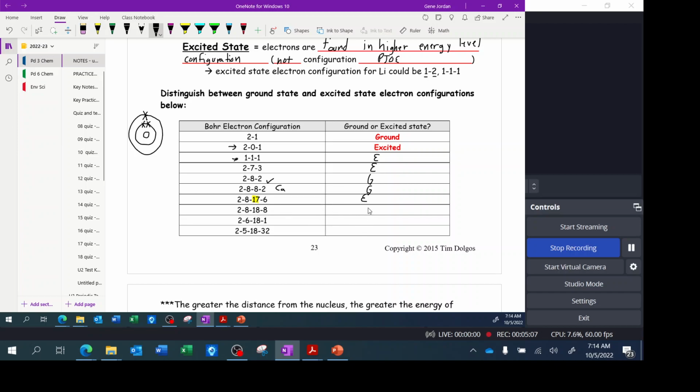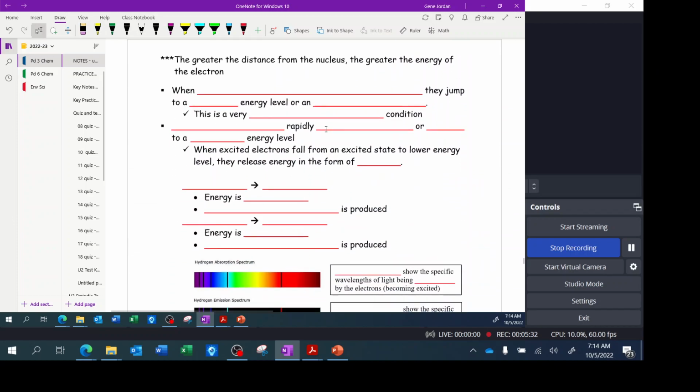2-8-8-18, that matches our ground state configuration. 2-6-8-18, the key number here that's wrong is the second number. On the periodic table it's always 8 when it's filled, and this number is 6. So we know it must have electrons that are shifted. Over here, 2-5-8, this number should be 8, but it's 5, so it's also the excited state. All right, hopefully that helps. Let's move on to some concepts.